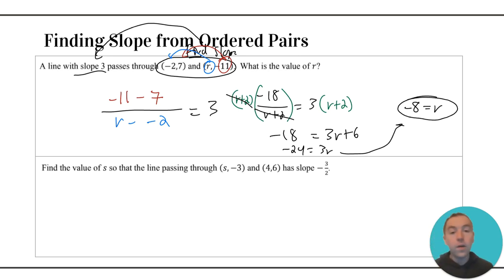Okay, so in other words, (-2, 7) and now we know (-8, -11). Those would be the two points on the line that would have a slope of 3 between the two of them. Okay. Similarly, I will work through the example right below, but it's pretty much similar to the example that you just saw there.